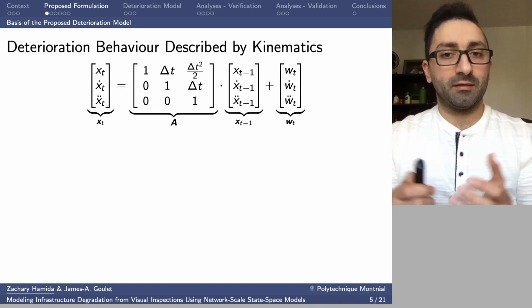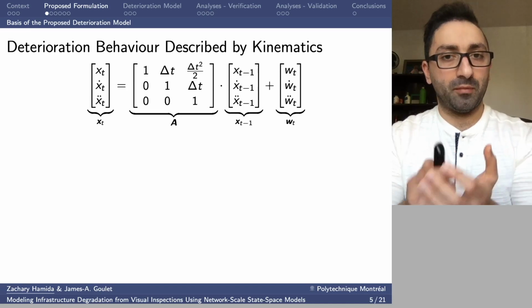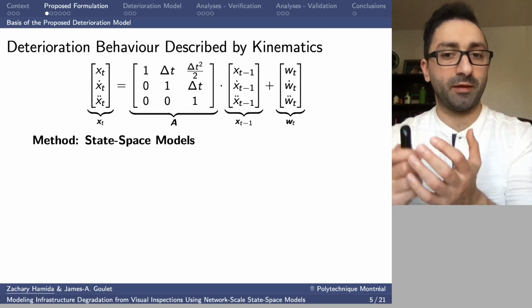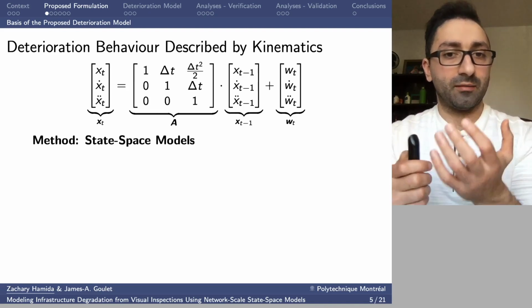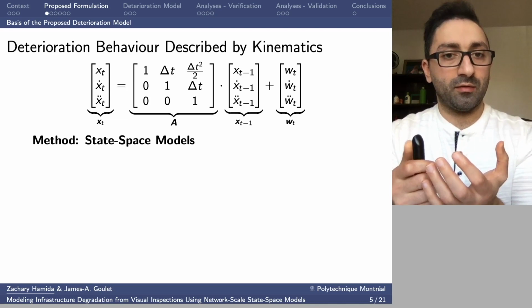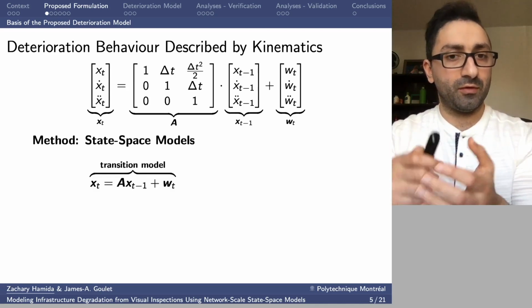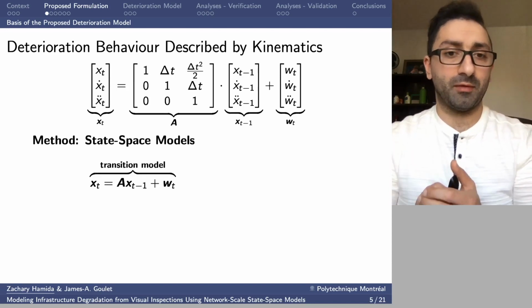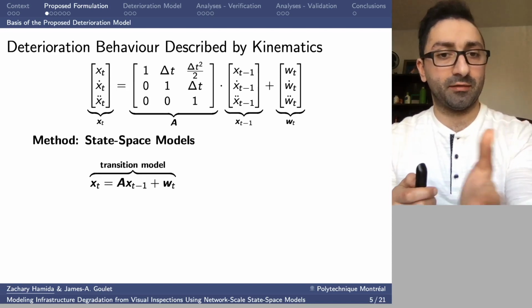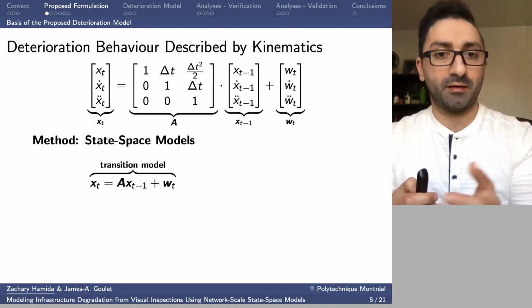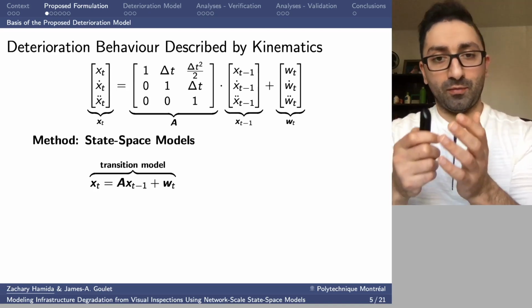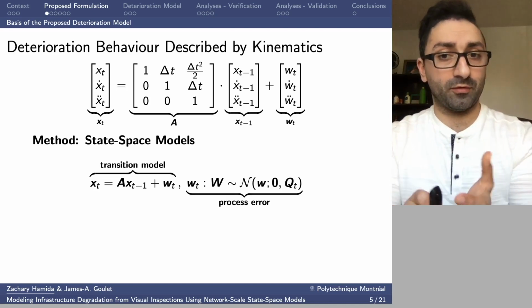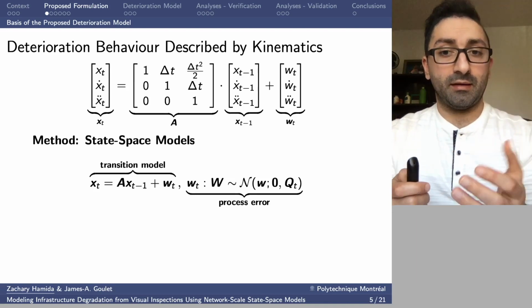Now, the method that would enable us to employ such a model is really state space models. Now, state space models is described or characterized by 2 models. The first one is the transition model, which is exactly the same kinematic model that's shown above, where we have xt equals A xt minus 1. A is the transition matrix, and Wt is the process noise, described by normal distribution with a 0 mean and Qt, which is the covariance matrix.